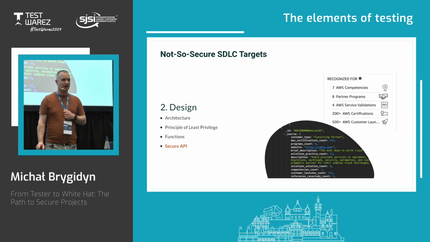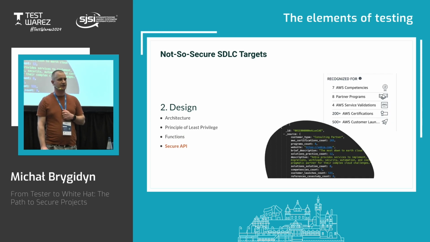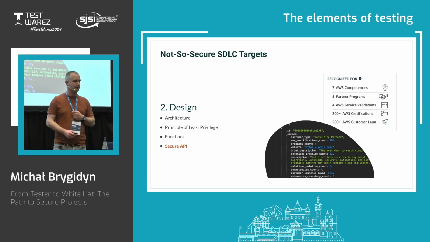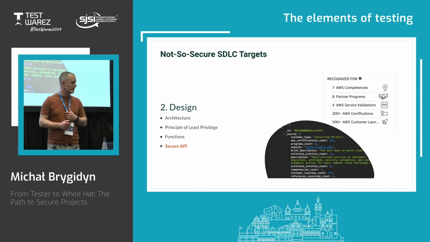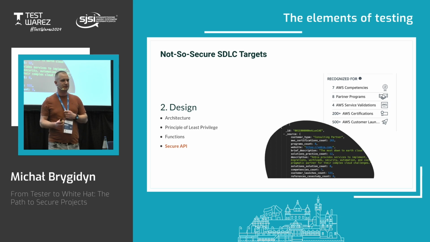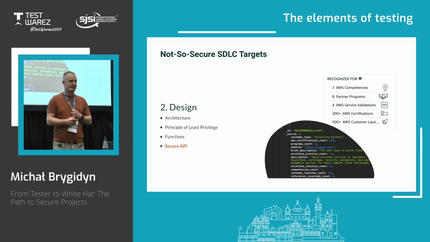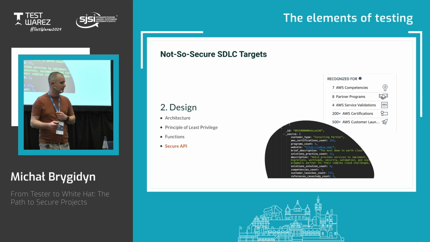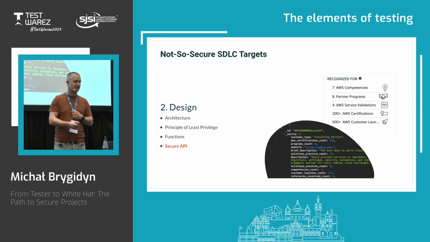Then APIs. Designing APIs can be tricky. This example shows a partner portal from the AWS partner program. And you can see that there's a list of some numbers, like 200 plus AWS certifications or 500 plus AWS customer launches. But it's 500 plus, not the full number. But if you look at the requests to this API endpoint, you can extract raw data, and there will be a real number, and there will be more numbers that are not present here.